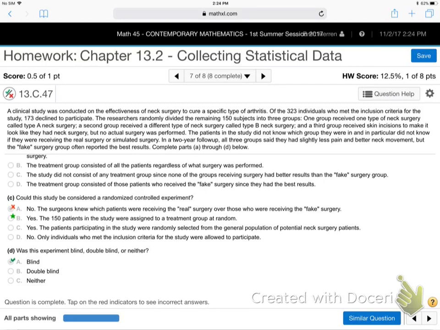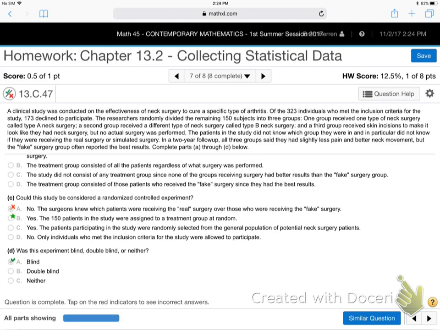C and D. Okay, and then what is C asking? Could the study be considered randomized control? Is it randomized control? Yes, the 150 patients were assigned to treatment groups at random. It said up there, the researchers randomly divided the remaining 150. So they randomly split them up, rolled dice or whatever, a random program, broke them up. So it's randomized, and it's controlled because there was a control group who got nothing, right? So some group had to get the fake surgery. They're the control group, so we know if the surgery is really doing anything at all. Right? That's the control group.